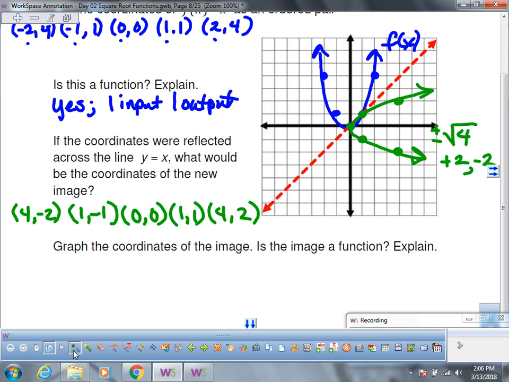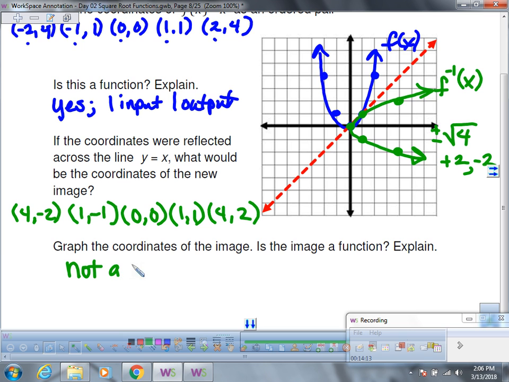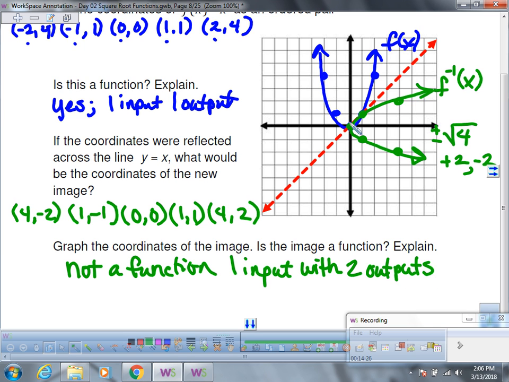So my new image, I'm going to label it the inverse function of x. That's how we label it. It tells us it's the inverse of the other one. So the inverse is not a function. One input with 2 outputs. If I put in a 1, I get a 1 and I get a -1, so it's not a function.